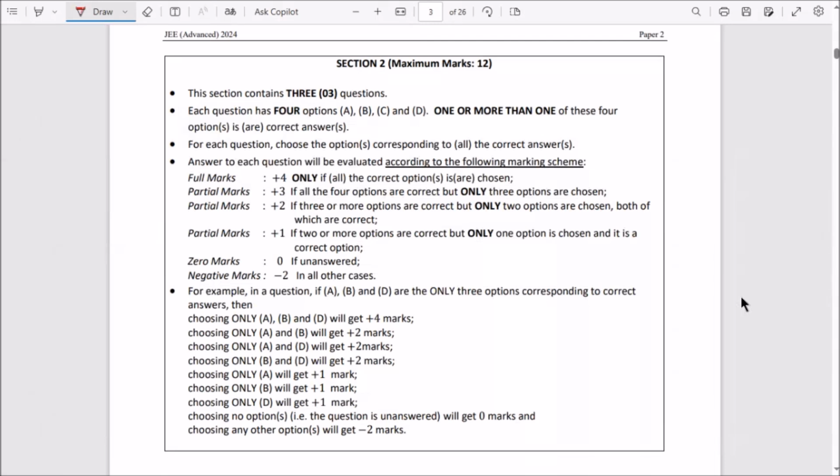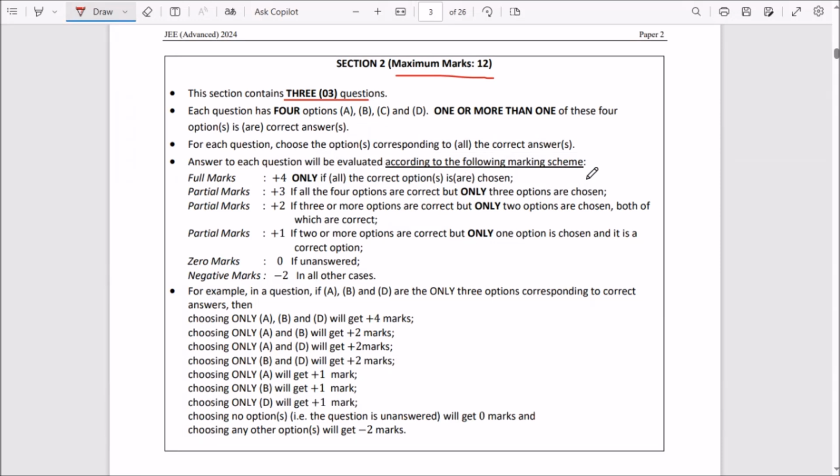Yes, students, section 2 maximum marks are 12, and this section contains 3 questions. Each question has 4 options: A, B, C and D. One or more than one of these 4 options are correct. For each question, choose the options corresponding to the correct answers. Answer to each question will be evaluated according to the following marking scheme.